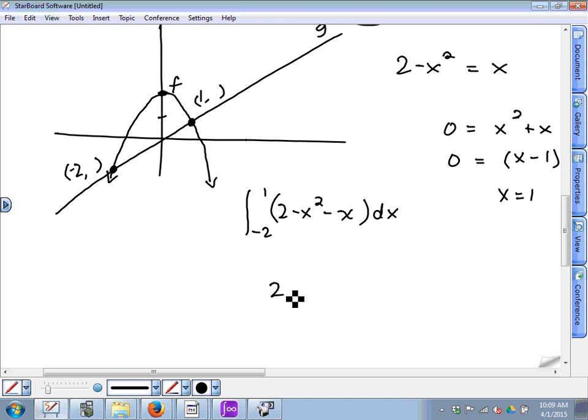the antiderivative is going to be 2x minus x to the third over 3 minus x squared over 2, and you evaluate the antiderivative from negative 2 to 1.